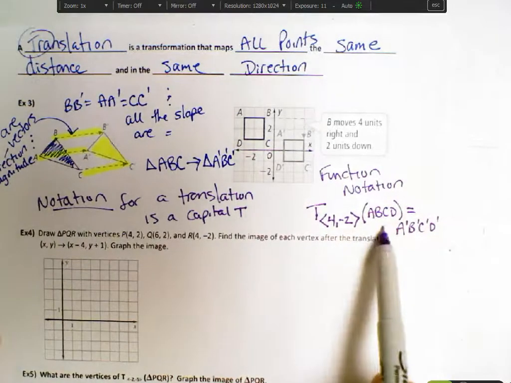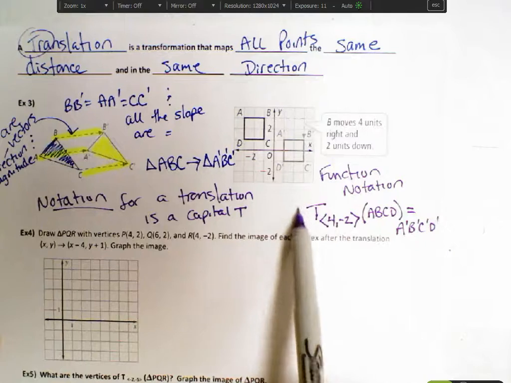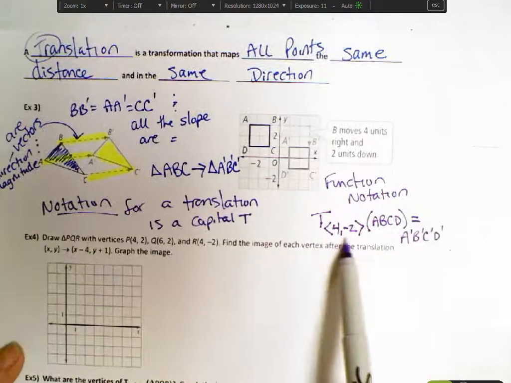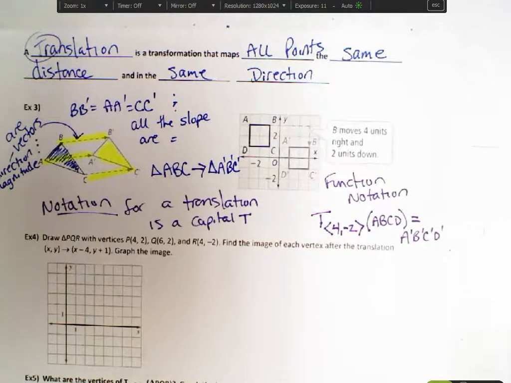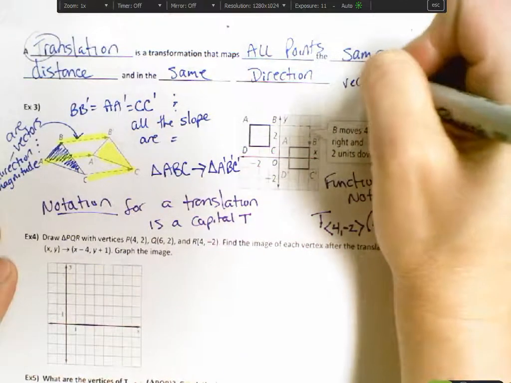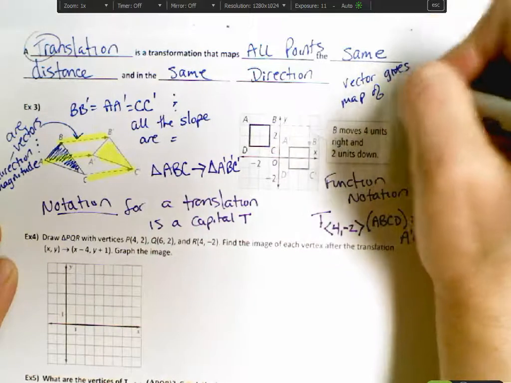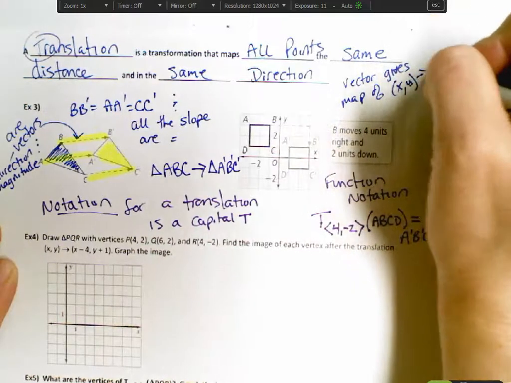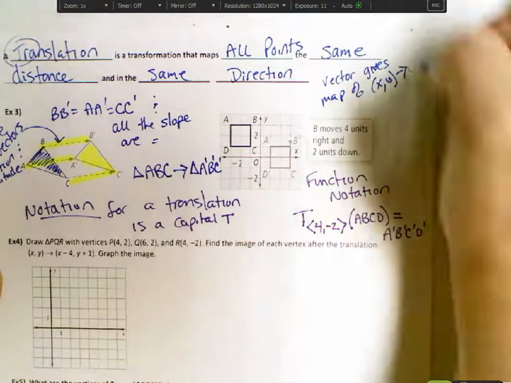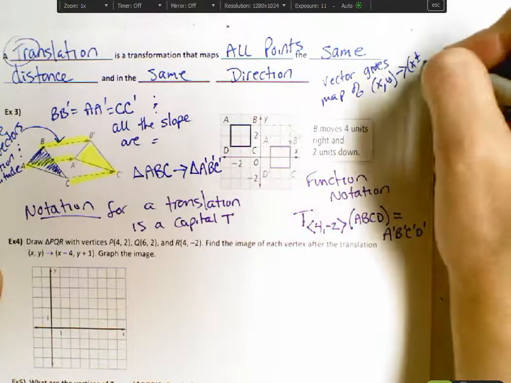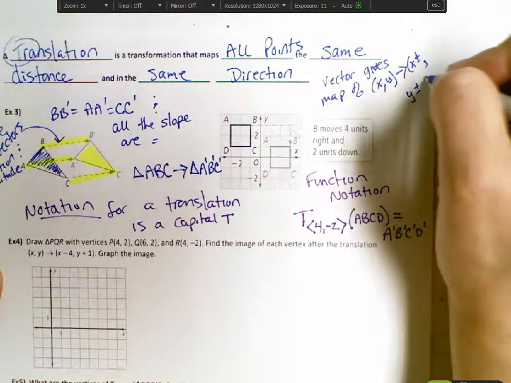This is my rule, and this is my full translation statement. So let's figure out where these numbers come from. When we're looking at a vector, we are in a coordinate plane, and a vector is going to give me a mapping (x, y) onto some sort of x plus or minus, comma, y plus or minus.